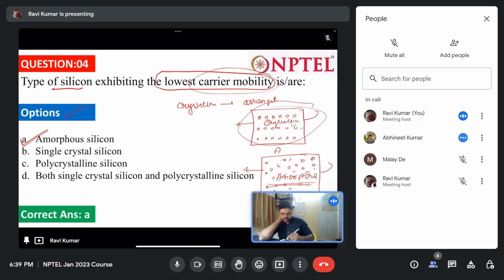So the answer is A. Sir, can we relate it to amorphous having very high disorder, and can we also consider that more defects are present? Yes, definitely we can. Amorphous silicon has more dangling bonds, which also reduces the efficiency of the solar cell.